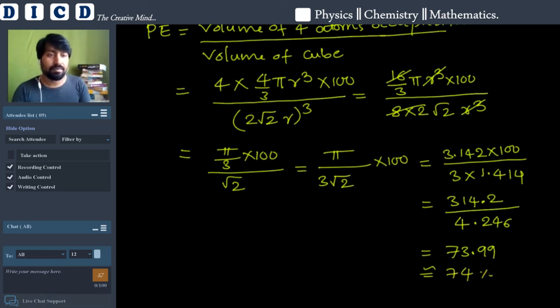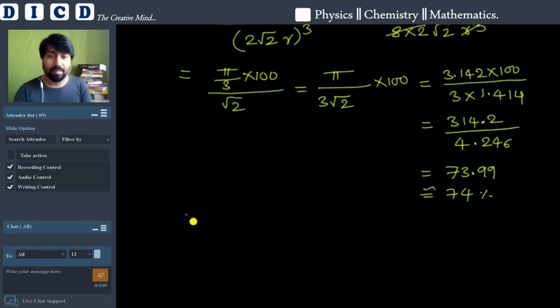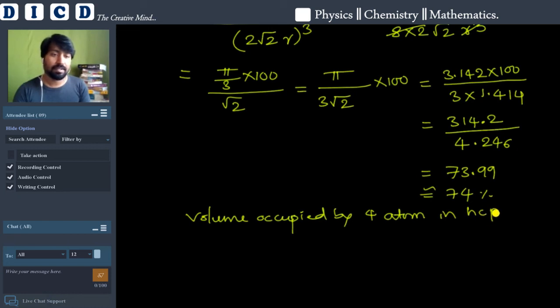Now whatever value we got here is the volume occupied by 4 atoms in HCP or CCP or FCC. So this is the volume occupied by the 4 atoms in the crystal or the unit cell. Now your work is to find out how much volume is unoccupied in the crystal, and you have to write that in the comment section. Thank you for watching, students.